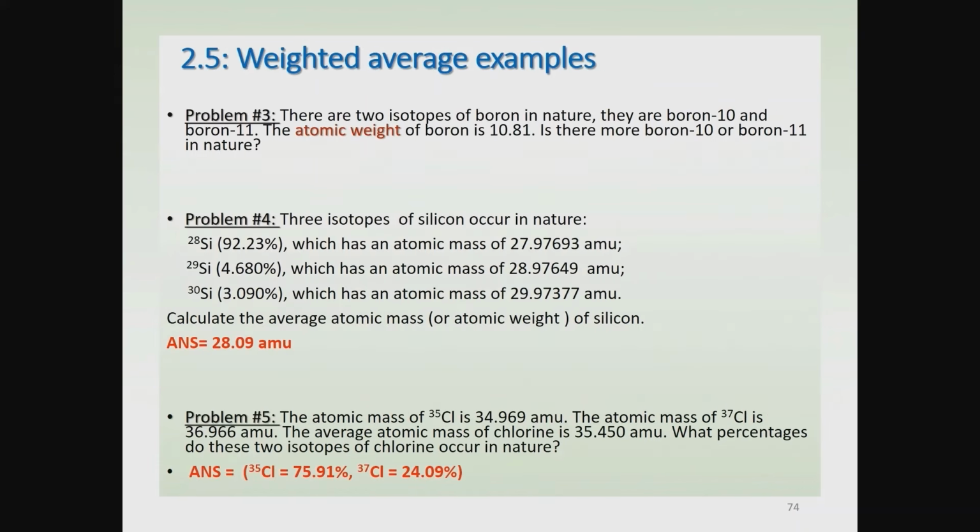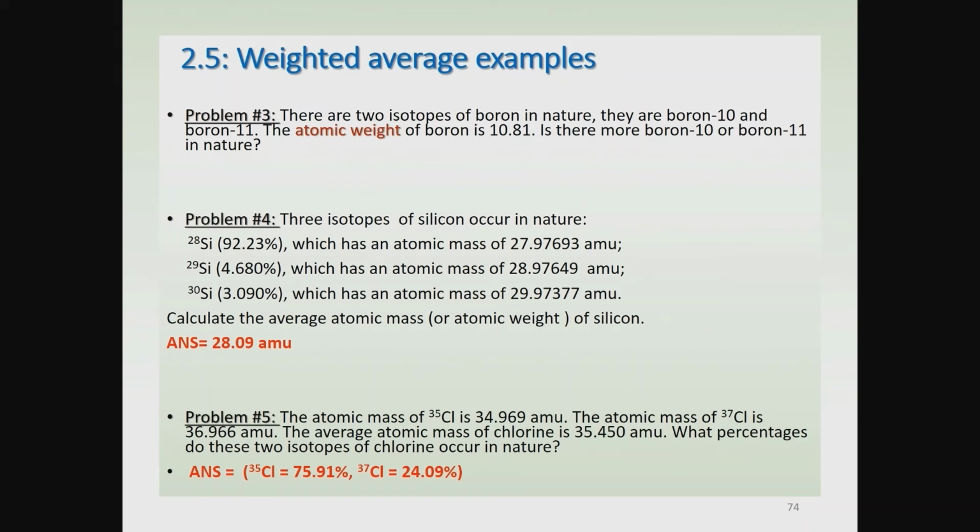So I'm going to do a couple more problems. Problem number 3 is a good thought question. There are 2 isotopes of boron in nature. They are boron 10 and boron 11. The atomic weight, or the average atomic mass of boron, considering the abundances of the boron isotopes, is going to be 10.81. Now, can you tell me, is there more boron 10 or boron 11 in nature?